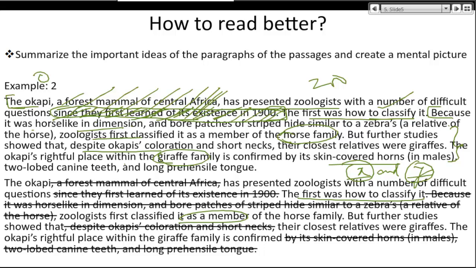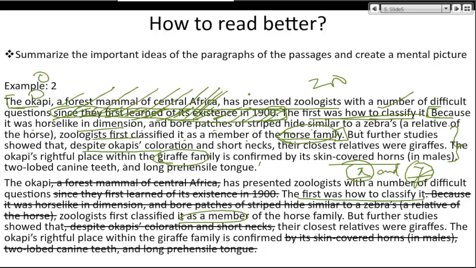I mean, see, Rahul, what I am trying to explain here is that when you read the first sentence, it says that the Okapi presented zoologists a number of difficult questions. The first question was how to classify it. Because it was horse-like in dimension and bore patches of striped hide similar to zebras, zoologists first classified it as a member of the horse family. So what is the critical information here? The first classification was of the horse family. But what is the extra information? Why it was classified like that?